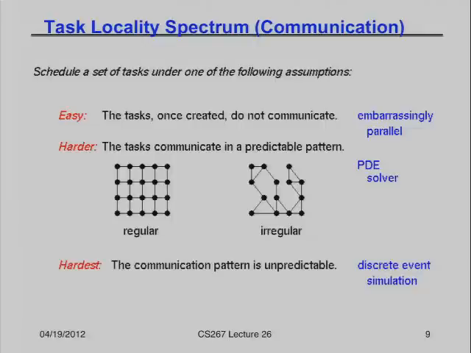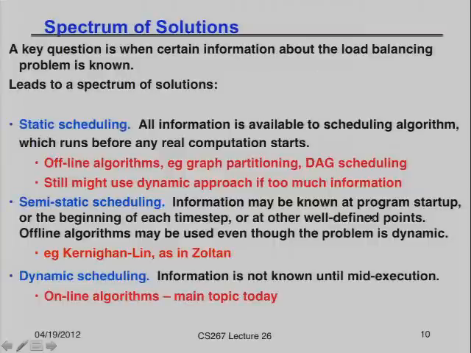And now I have task locality, which in the easiest case is embarrassingly parallel: no sharing of data, so you don't have to worry about communication at all. Then you share it with some fixed neighbors in some pattern that you know ahead of time, and we've talked about how to deal with that before. And then the hardest case is where the communication pattern is unpredictable, discrete events, you don't know which one event will cause another one, so that's the hardest case. Okay, so that's the spectrum of problems, and they give us a spectrum of solutions.